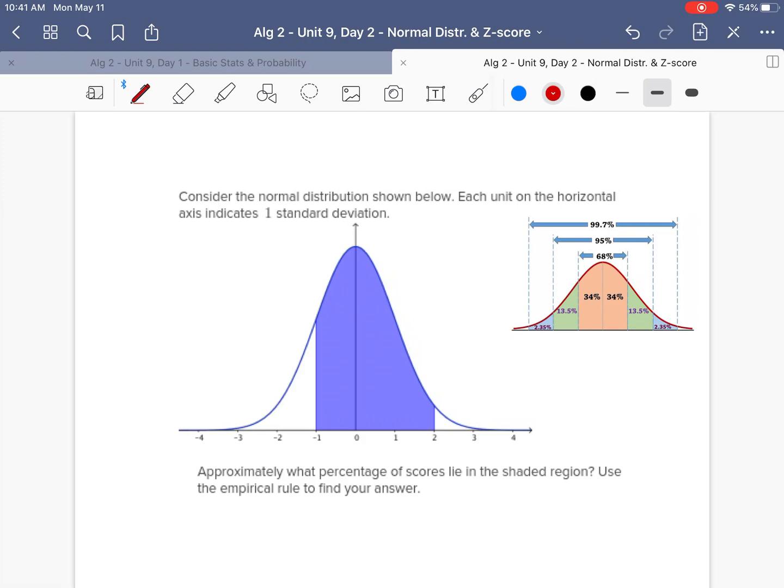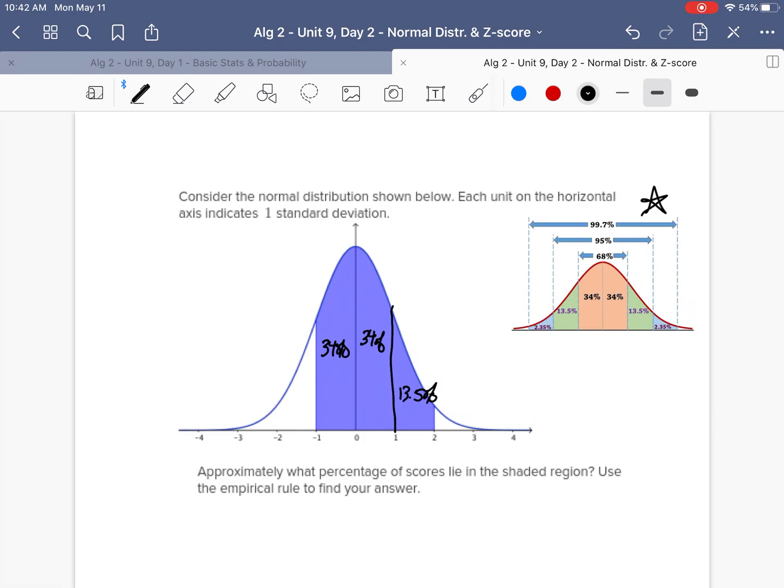All right, so consider the normal distribution below. Each unit on the horizontal axis indicates 1 standard deviation. So sometimes you can draw these little lines here to help you see everything. I put our little empirical rule over here. So we know here that this is 34% of our data. This one's 34% as well. And this last one right here, matching this green one, is 13.5% of your data.